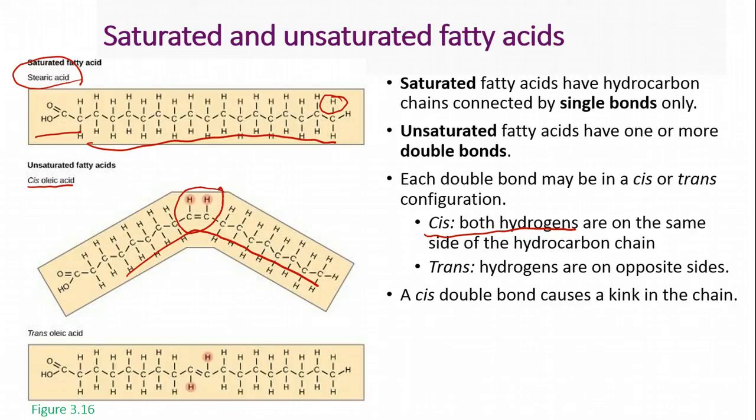If you have a trans bond here, trans means the hydrogens are on opposite sides of the carbons, then you still have a straight molecule. However, this trans oleic acid is still unsaturated. And it's unsaturated because this double bond is not allowing a hydrogen to be here or here. So this molecule is not saturated with hydrogens, therefore we call it unsaturated. This is important because molecules like cis oleic acid, when they have a kink in them, behave much differently inside a cell membrane, as we'll see soon.